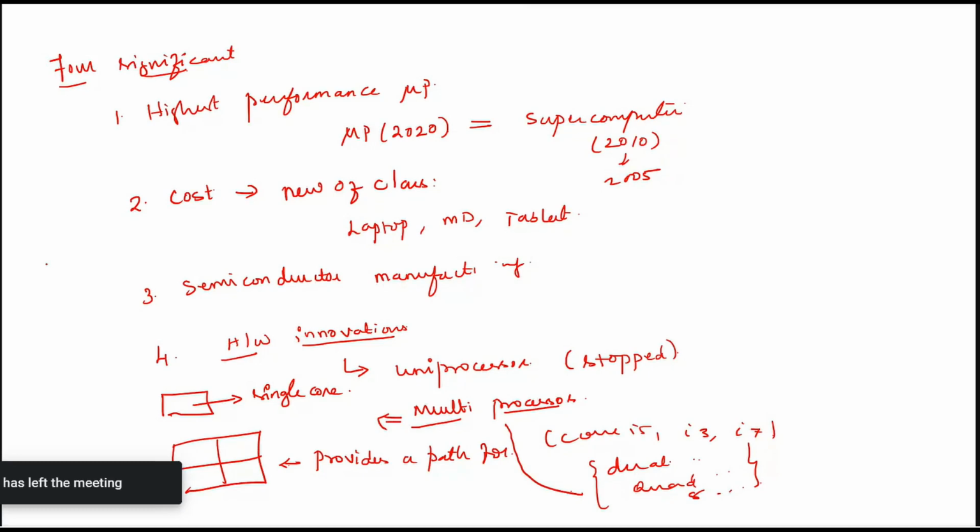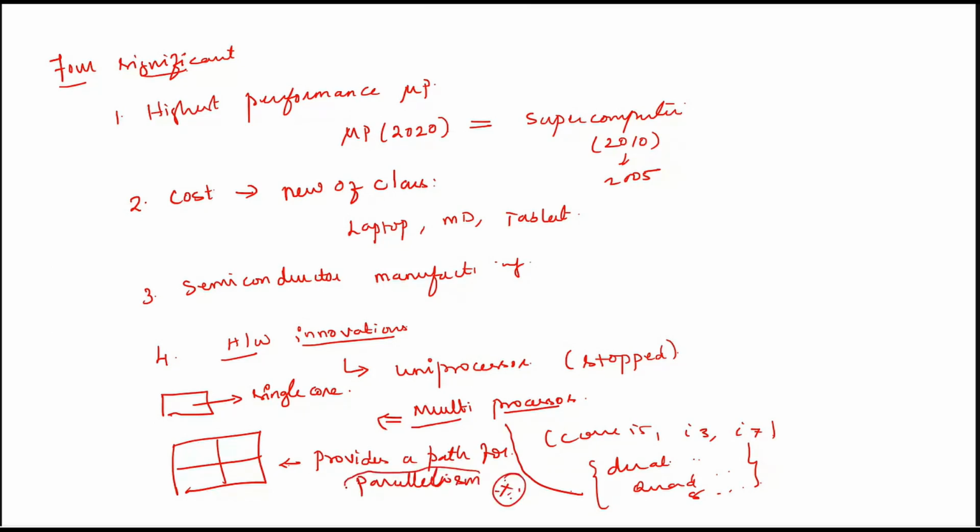Clear? Understood. Since there are hardware innovations with respect to these multiprocessors, it clearly provides a path for parallelism. So this is very important. When you talk about parallelism, the next question is: in what ways can we do the parallelism? What are all the ways we can do it?